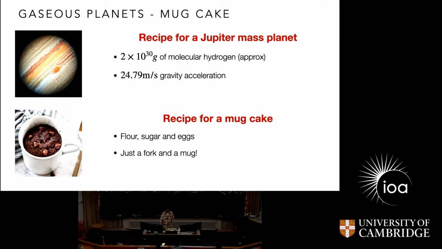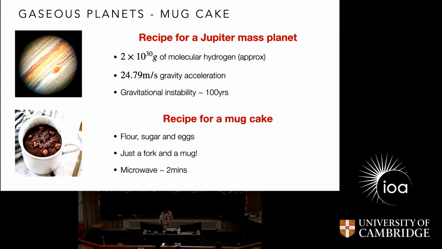And what's the preparation? So what are the instruments we need to create these planets? To create Jupiter, we just need gravity. In particular, the gravity acceleration is 24.79 on Jupiter. And so we just need gravity to create Jupiter. And to bake a mug cake, you just need a fork and a mug, nothing more, because those are the only things you need to prepare this cake.